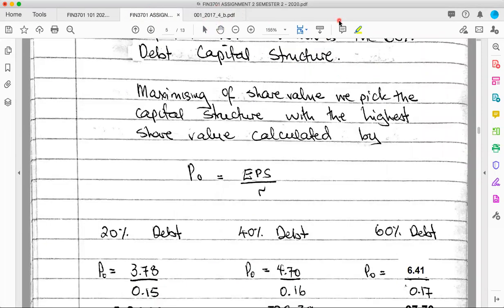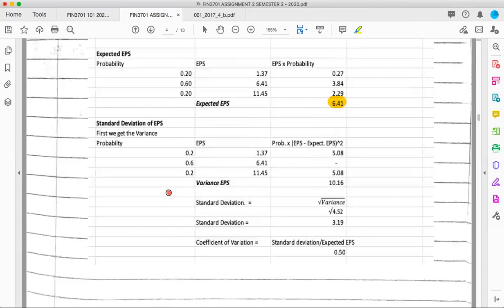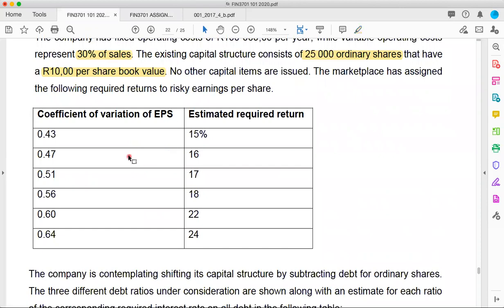So the formula we have to use in this case to calculate the price is simply the expected earnings per share divided by the required return. So under the 20% debt ratio, we calculated the coefficient of variation to be 0.42. If we come to this table to find the required return to use, we look under coefficient of variation of EPS, and we can see the closest coefficient of variation to 0.42 is 0.43. Therefore, we use 15% as our required return.